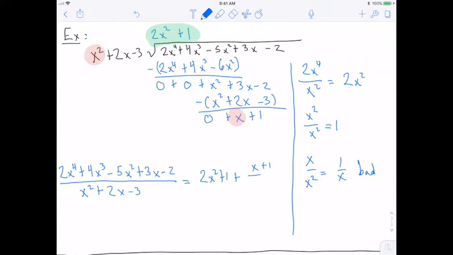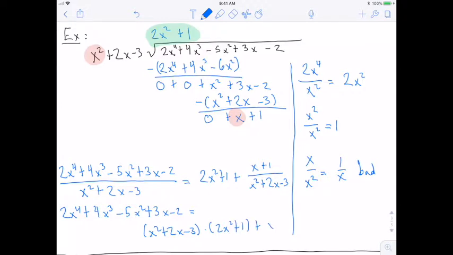Gotta love every time I do that. X squared plus 2x minus 3. Or again, we can carry this denominator over and say 2x to the fourth plus 4x cubed minus 5x squared plus 3x minus 2 is equal to x squared plus 2x minus 3 times 2x squared plus 1 plus x plus 1. Just add the remainder onto the end.